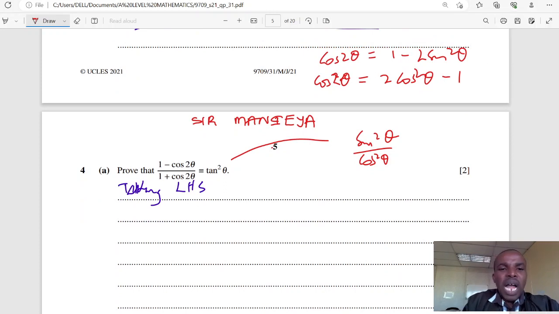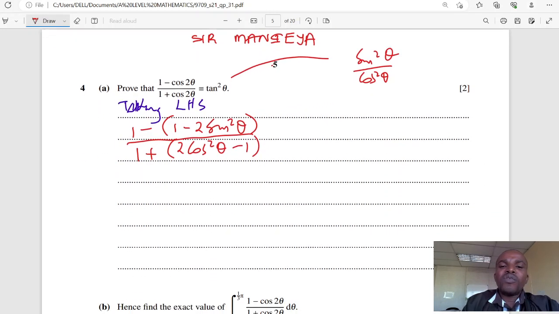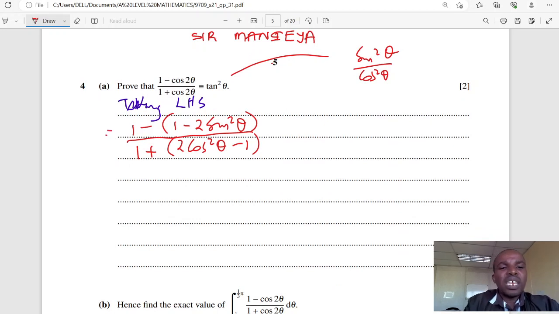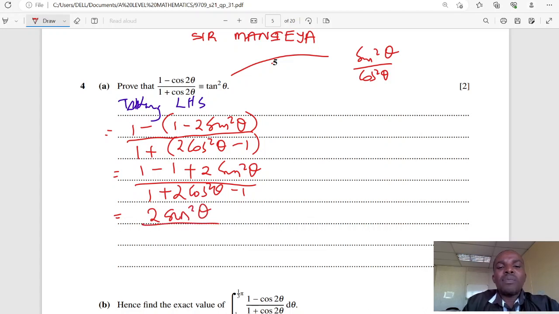So I can say here, on the numerator, it will be 1 minus, then where there is cos 2 theta, it's supposed to be sine. So it's 1 minus 2 sine squared theta over, then 1 plus 2 cos squared theta minus 1. Let me remove the brackets, numerator and denominator. It will be 1 minus 1 plus 2 sine squared theta over 1 plus 2 cos squared theta minus 1. While the numerator, 1 minus 1, 0. It will be 2 sine squared theta over denominator, 1 minus 1, 0 over 2 cos squared theta, like this.